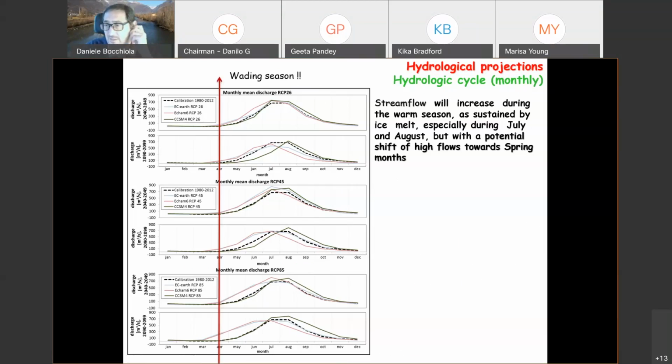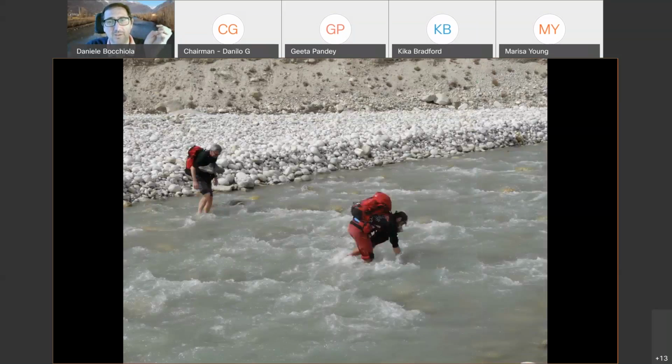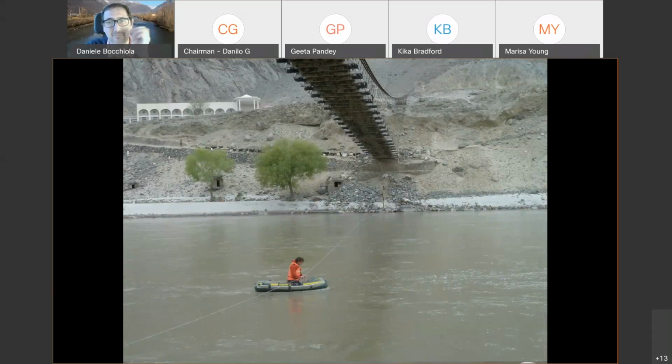This is the wading season. You should know that during this period, you can reach the Concordia region and also make climbs in the many mountains, the many peaks of the place, because you can wade the rivers. And you can wade rivers in this way here. Well, in reality, in the future, if the discharge became larger, you would have to find other ways to reach the base camps and the summit because the water would be very high.